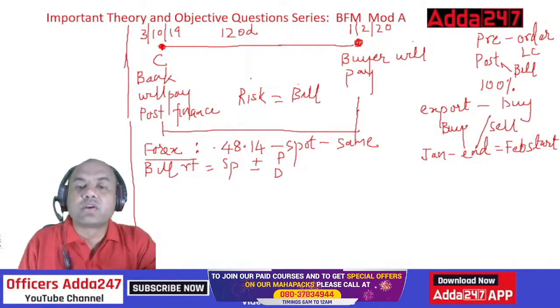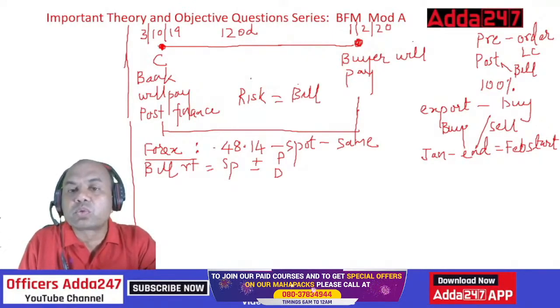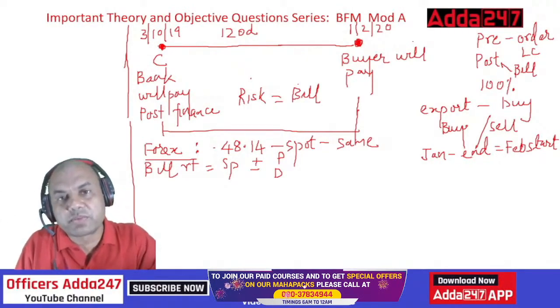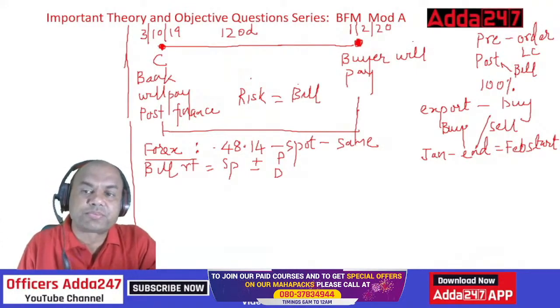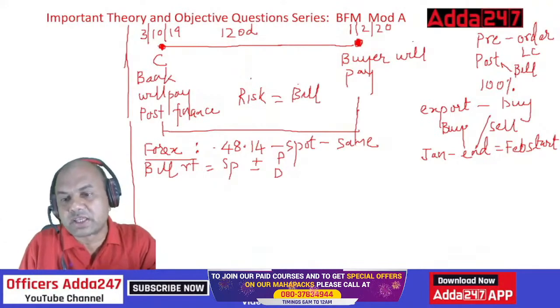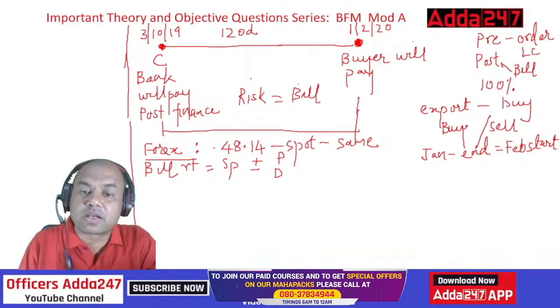So what is the date over here? 1/2/2020. Means what? February start. On the first day of every month, I'll be using the same rate which is there for the January end. So February start equals January end. So what is my rate now? Let's calculate the rate over here.